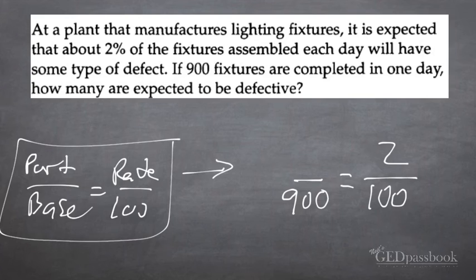You don't know whether 900 is part or base unless you read. If we read, we see, if 900 fixtures are completed in one day. So in one day you make 900, that's the total, right? They are asking how many are expected to be defective. So out of the 900, how many are messed up, right? So they want to know the part. That's what they want to know. If 900 equals 100, how many lighting fixtures are defective? How much is 2% of 900? That's why we set it up like that.